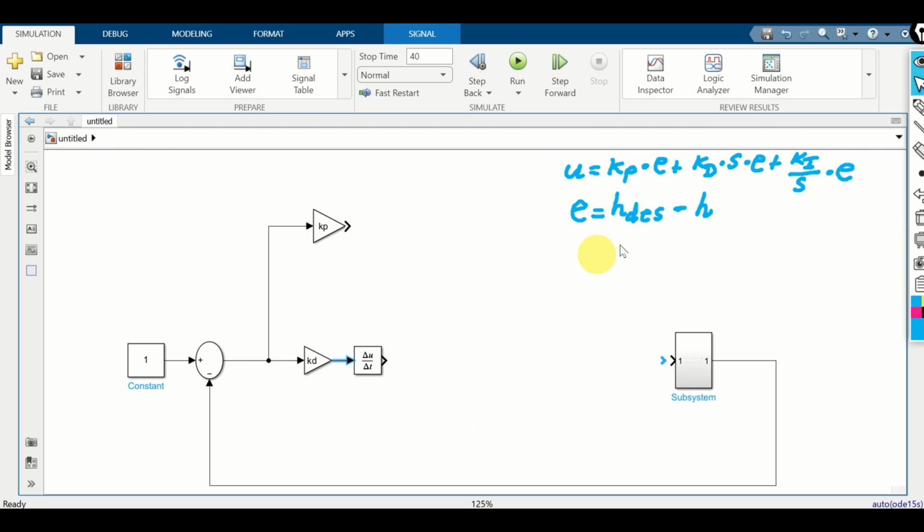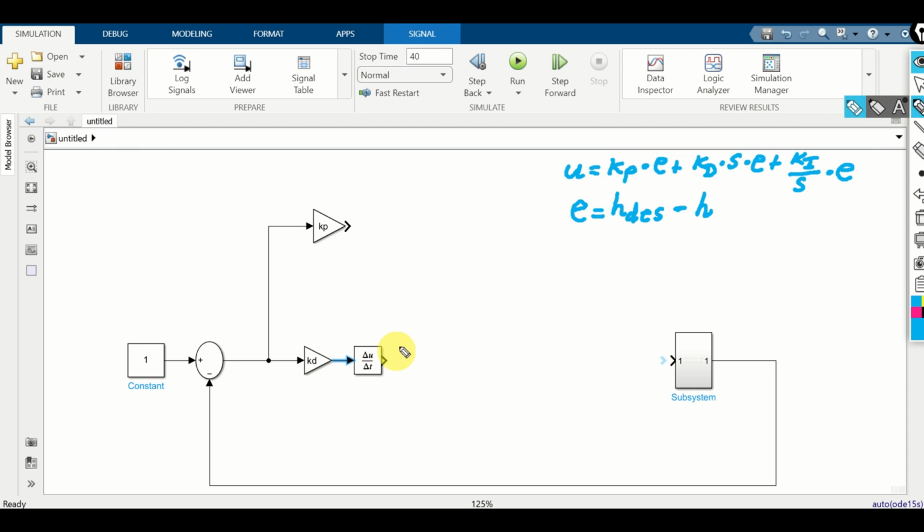Here, I need to make one important comment. Usually in practice, we will not model the derivative action like this. This is because the pure derivative action will amplify the high frequency components of our error, and we don't want to do that. Instead, a better idea is to model our derivative action like this. Kd multiplying S over some constant t multiplying S plus 1. What will happen over here? Until 1 over t, basically, where t is a user-selected parameter, this transfer function will act as a derivative action.